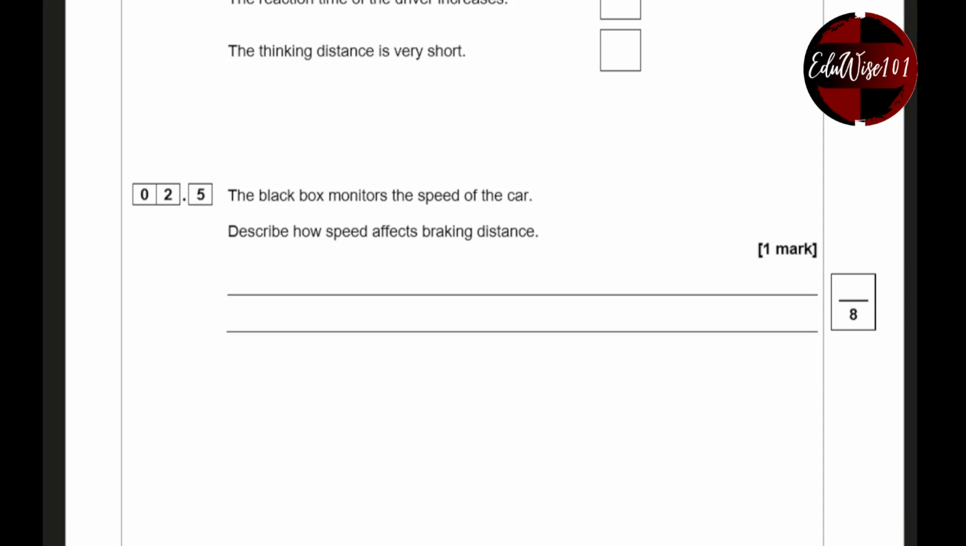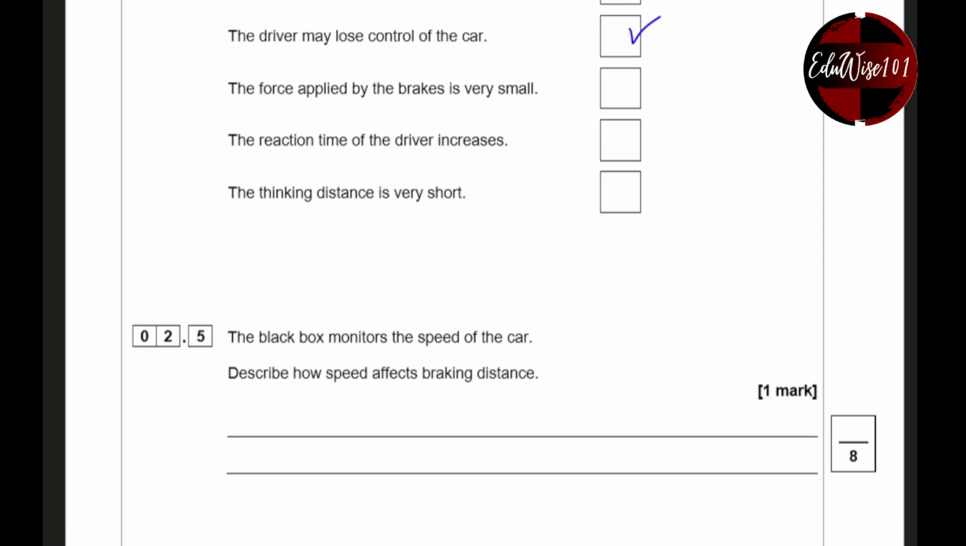The black box monitors the speed of the car. Describe how speed affects braking distance. Now, if you have a bigger speed, how does the speed affect your braking distance? If you are traveling at a low speed, like 20 miles per hour, then your braking distance is usually smaller. The car will come to a stop in a short distance. But if the speed is higher, like 80 miles per hour, then the distance the car travels while you're braking is going to be longer.